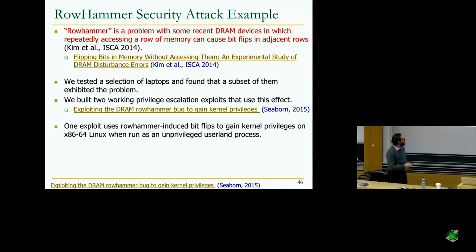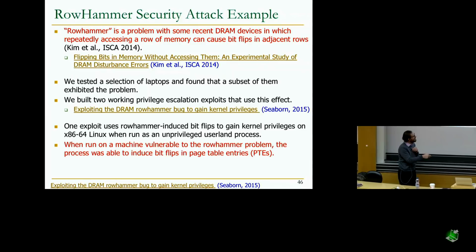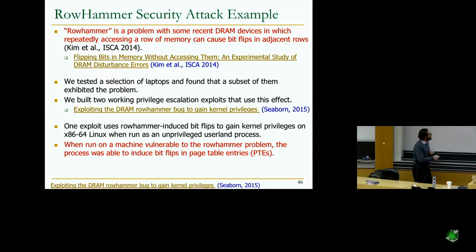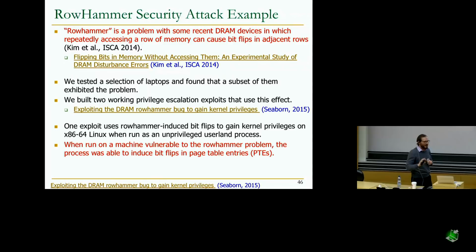Okay, so how does this happen? When you run this on a machine that's vulnerable to the Rowhammer problem, which is presumably more than 80% of machines, you can induce bit flips in page table entries. How many of you know about virtual memory? Okay, page tables, memory protection. Okay, maybe not so many.